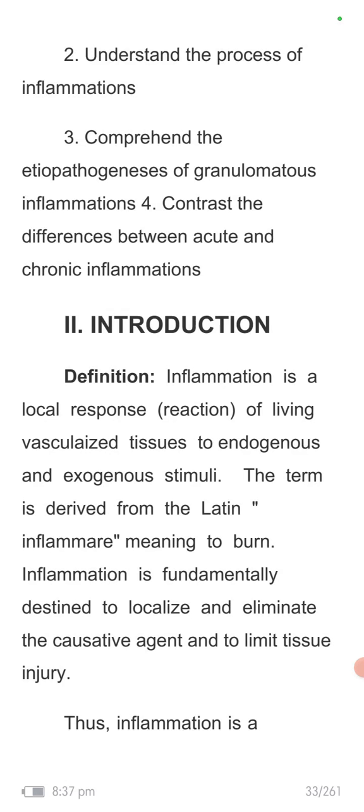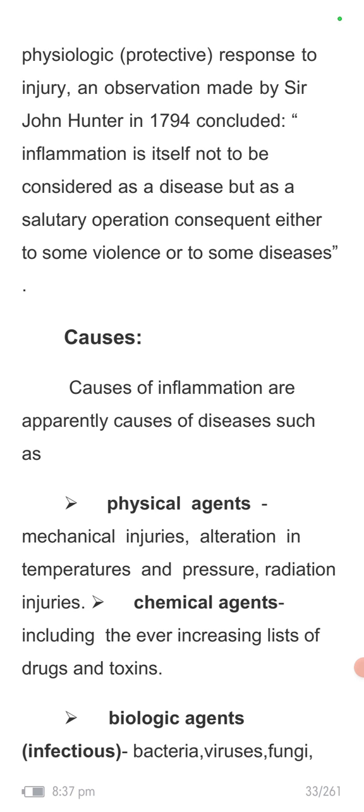Inflammation is a local response of living vascularized tissues to endogenous and exogenous stimuli. The term is derived from the Latin inflammare, meaning to burn. Inflammation is fundamentally destined to localize and eliminate the causative agent and to limit the tissue injury. This inflammation is a physiological response to the injury.